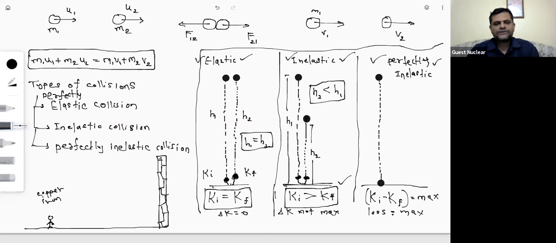But suppose this ball is made up of wax, or of some sticky material. If it is thrown, it will go straight, and as soon as we throw it, it will stick to the wall and remain stuck there. So this type of collision will be called the third type, that is perfectly inelastic collision, we can see clearly. So the different types of collisions can be understood by using different examples.